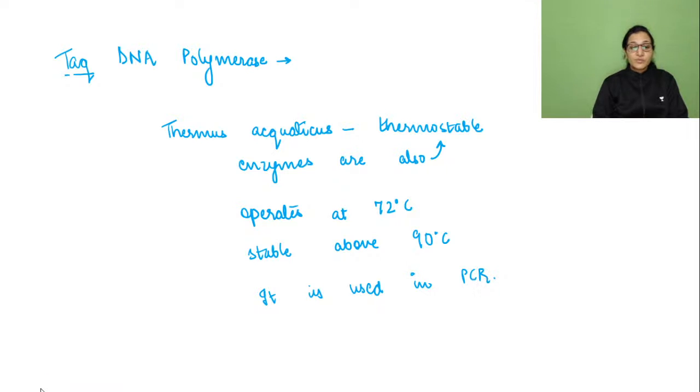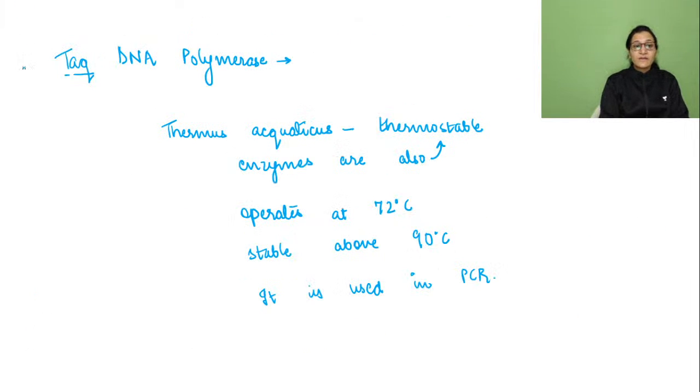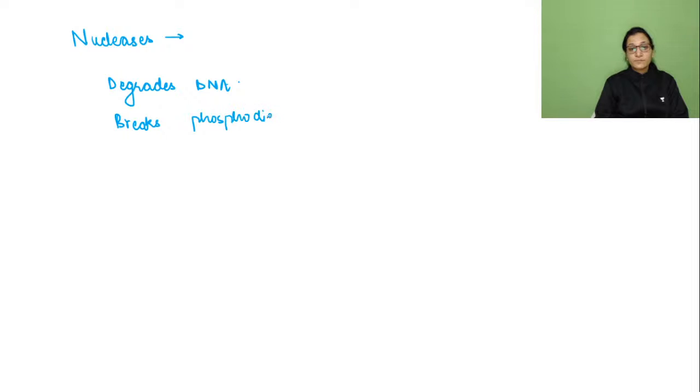Okay, so this was about the polymerases. We have seen template dependent DNA polymerase, then reverse transcriptase, then Taq DNA polymerase. Now we will be talking about nucleases. What is the work of nucleases? The term itself is clear: to break down nucleotides. The enzyme responsible for breaking down DNA molecules by breaking the phosphodiester bonds that link the nucleotides together is a nuclease. So nuclease degrades DNA, breaking phosphodiester bonds which link nucleotides together.